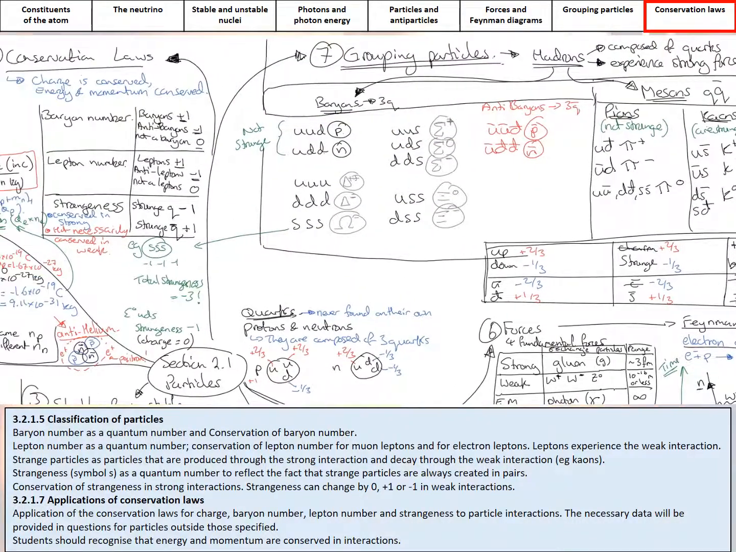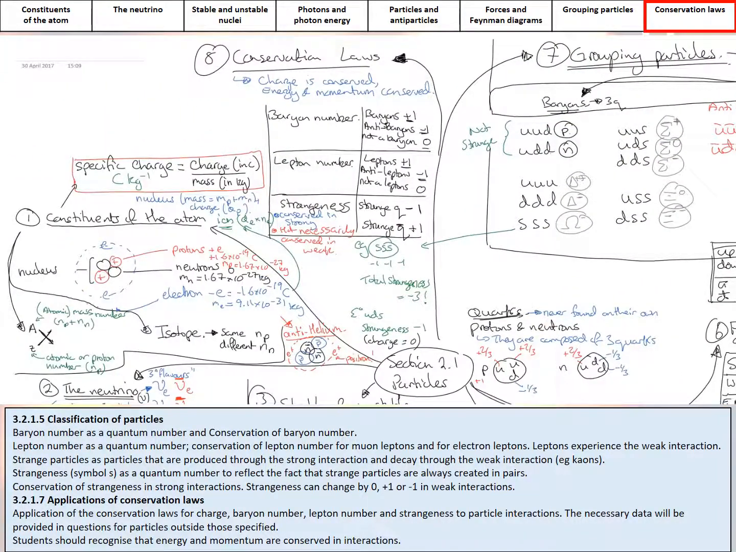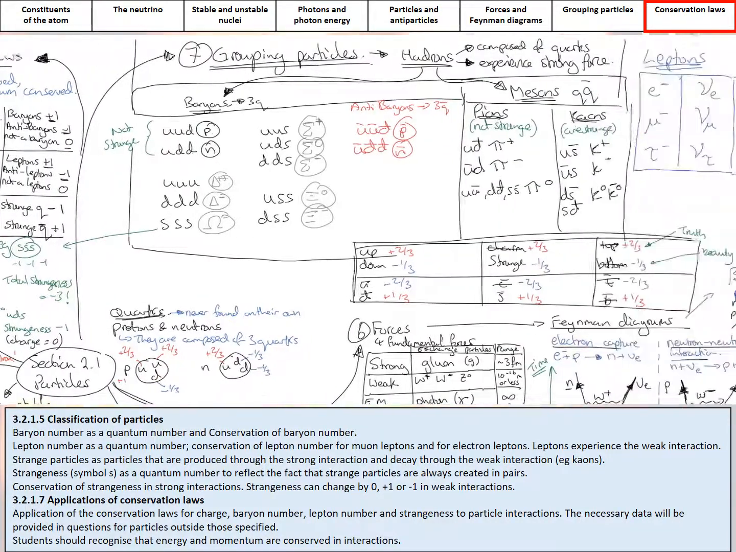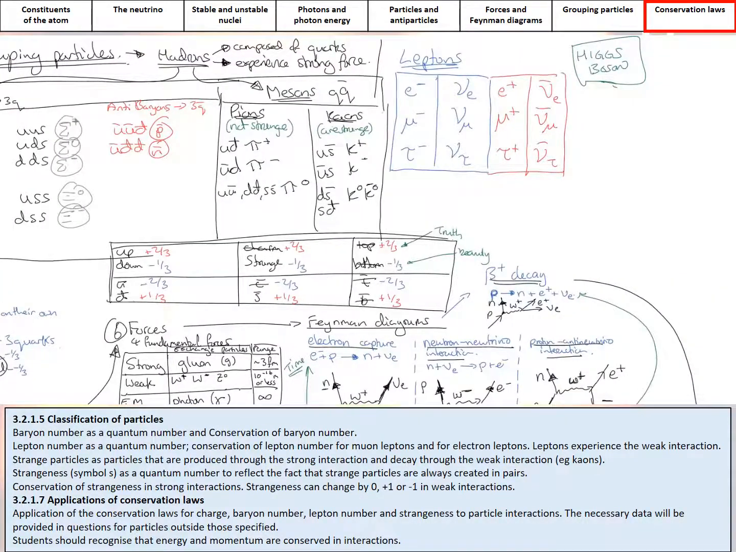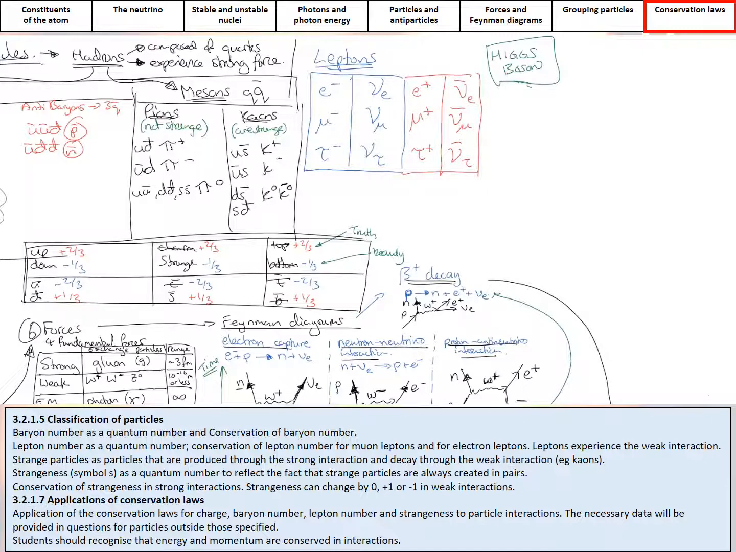Now, I'll do a couple more examples, and I'm rather hoping I might be able to find some space somewhere. It's going to have to be over here, I think. So let's just do a couple more interactions. We're not going to draw Feynman diagrams for these because the Feynman diagrams are a lot more complicated for more complicated interactions.